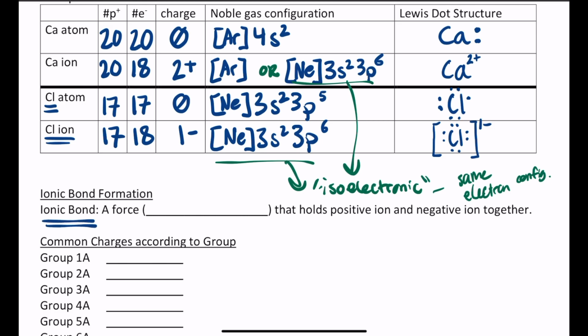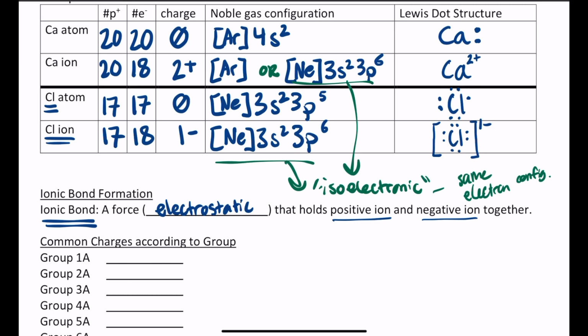The ionic bond is when we have some sort of force that holds that positive and negative ion together. And this force we tend to call electrostatic force. That is the attraction you get from having a positive charge with a negative charge. It's really similar to the behavior of magnets.